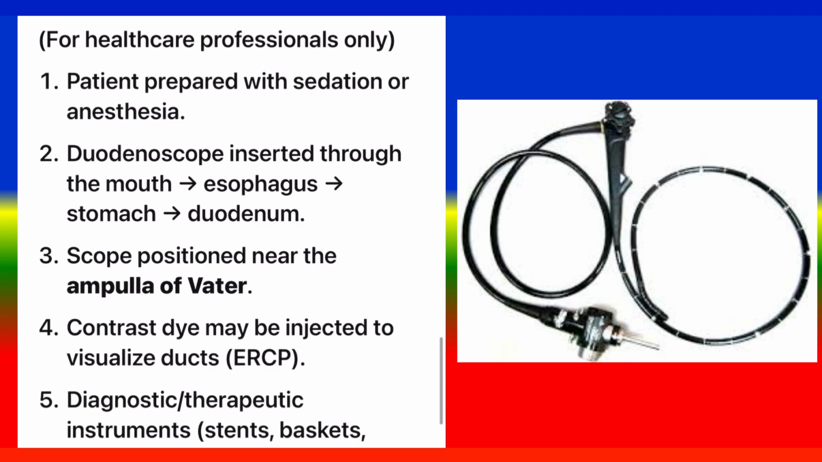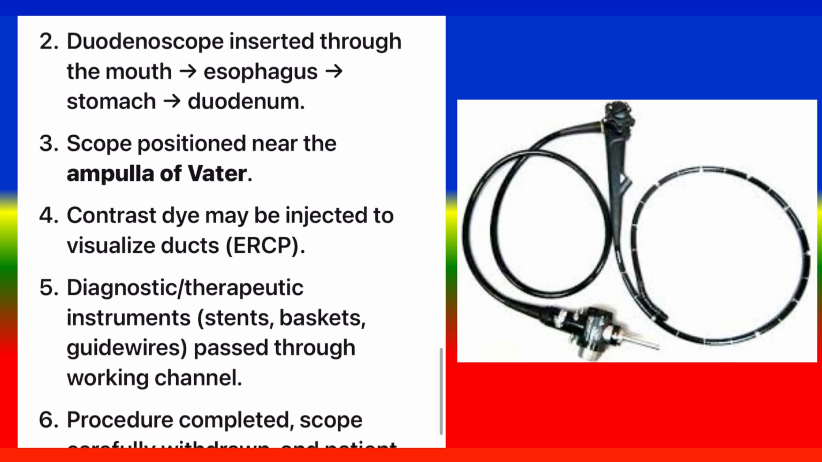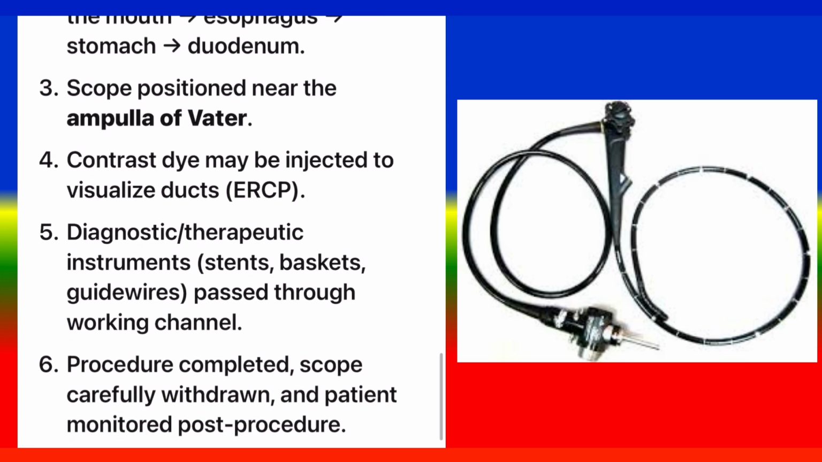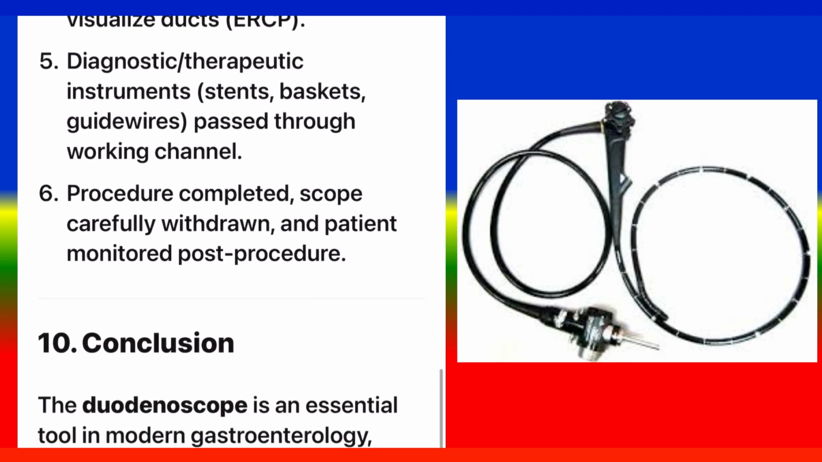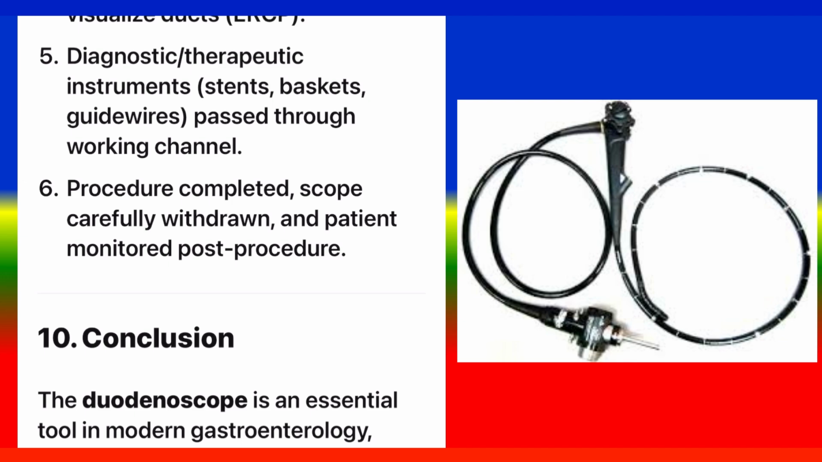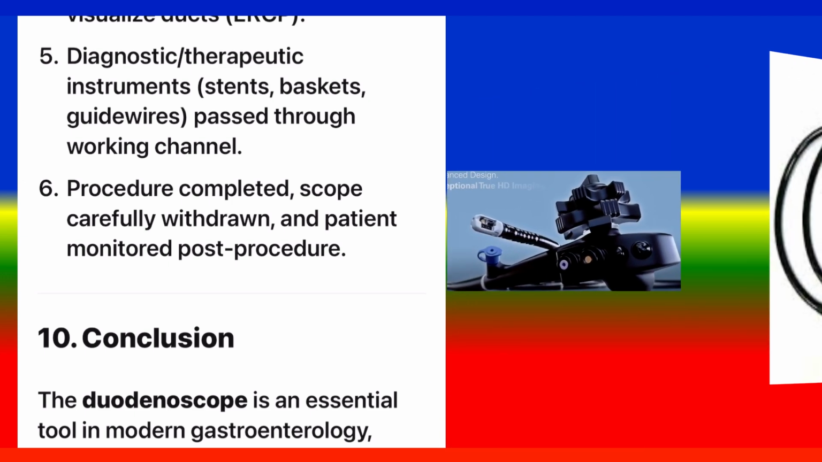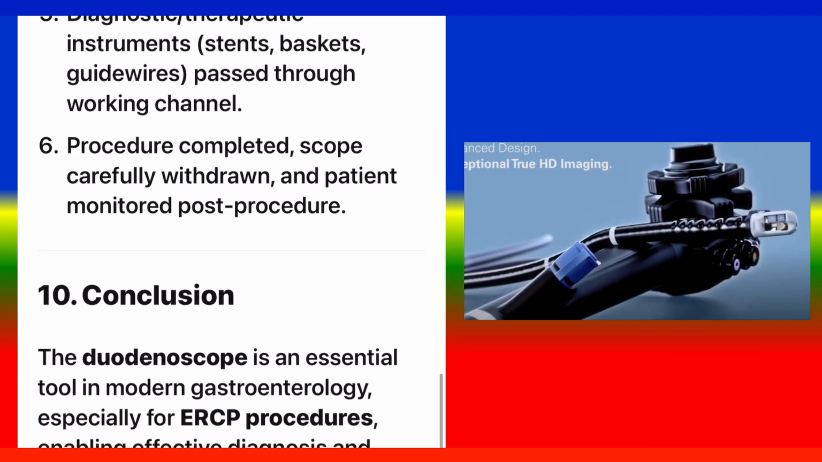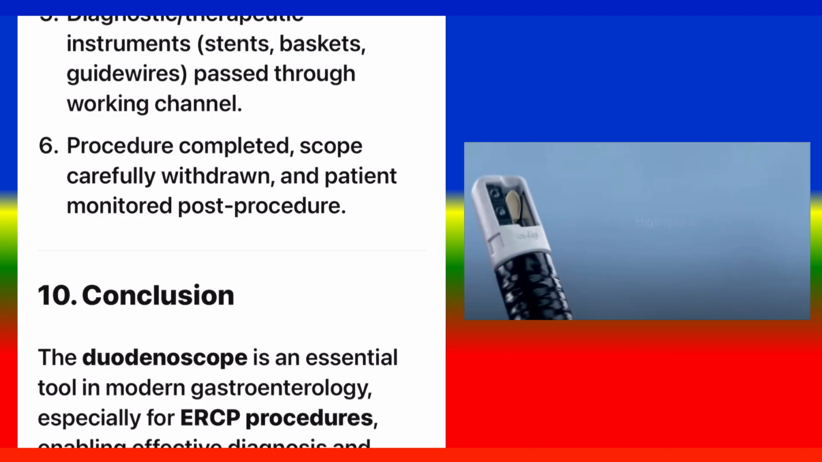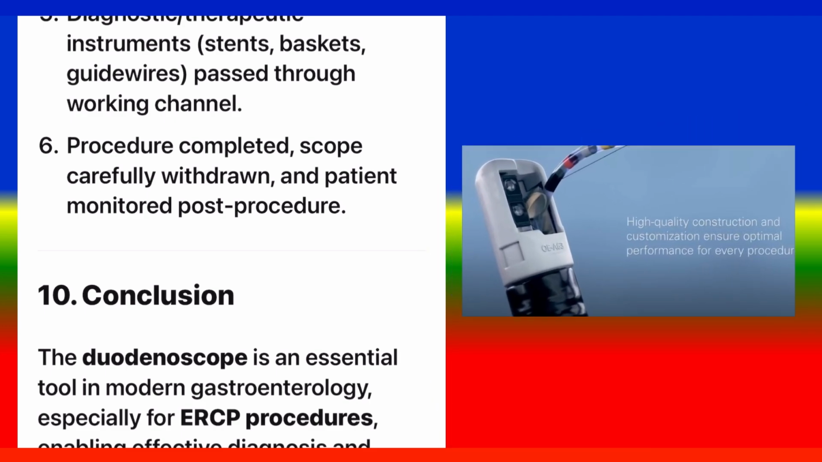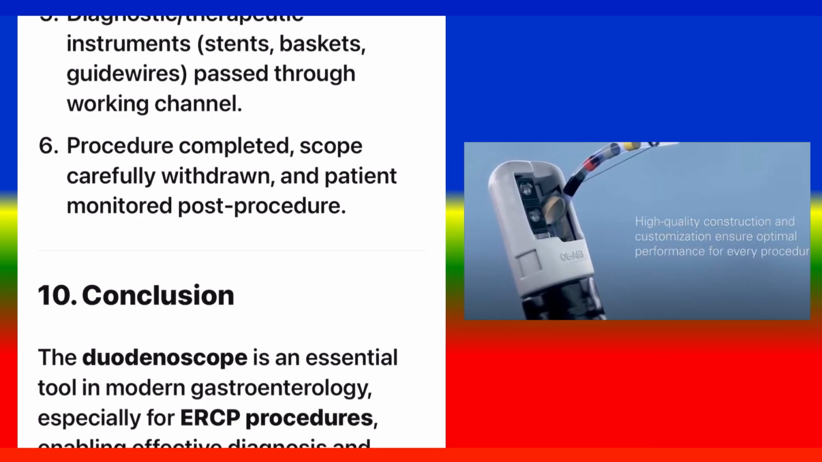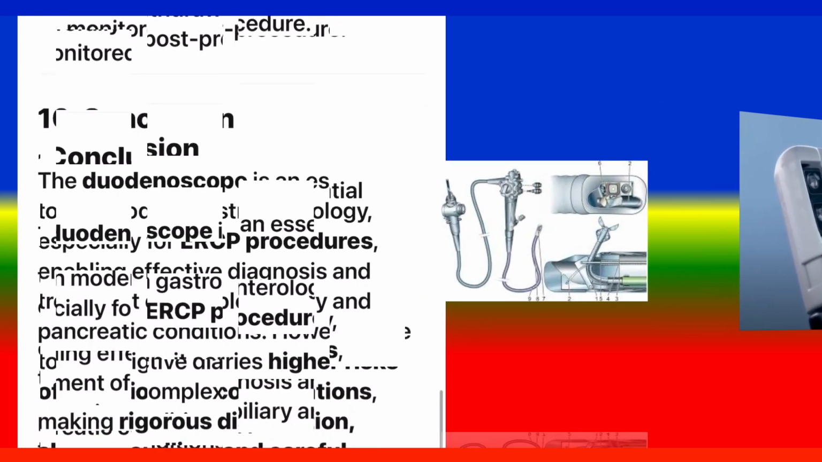9. How to use. For healthcare professionals only. 1. Patient prepared with sedation or anesthesia. 2. Duodenoscope inserted through the mouth, esophagus, stomach, and duodenum. 3. Scope positioned near the ampulla of Vater. 4. Contrast dye may be injected to visualize ducts, ERCP. 5. Diagnostic and therapeutic instruments, stents, baskets, guide wires, pass through the working channel. 6. Procedure completed, scope carefully withdrawn, and patient monitored post-procedure.